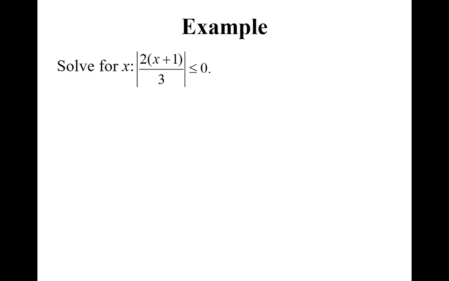This looks scary. The absolute value of the fraction where the top is 2 times the quantity x plus 1 and the bottom is 3 is less than or equal to 0. Now remember, it couldn't be less than a negative number. Less than or equal to 0 means it's either 0 or it's negative.